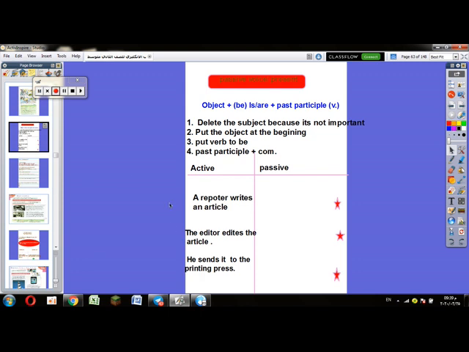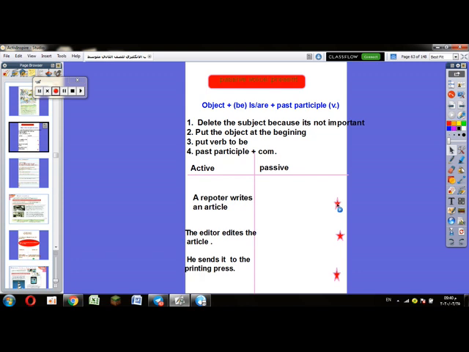For example, we have here active and passive. So, a reporter writes an article. This is active voice. This lesson, of course, is for the second intermediate at Almutamaizeen by Hayder Alzubaidi. So, we have a reporter is subject, writes main verb, in this case in present simple tense because we have s, an article object.